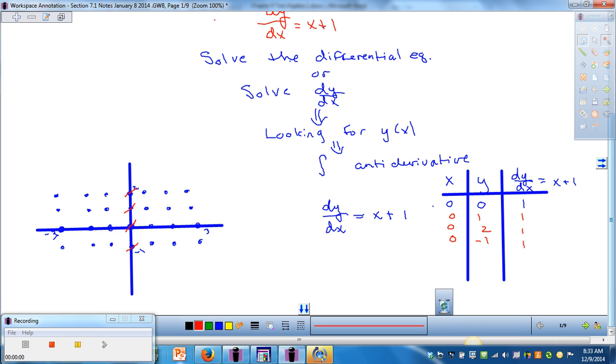Take a few minutes and finish this grid. Let's plug in the next one. Let's do 1, 0. To get dy/dx, we do x plus 1, so 1 plus 1 is? When x equals 1, because there is no y in here, they'll all have a slope of 2. I'm going to try and make those a little bit steeper, like that. Then we continue. Fill in the grid.